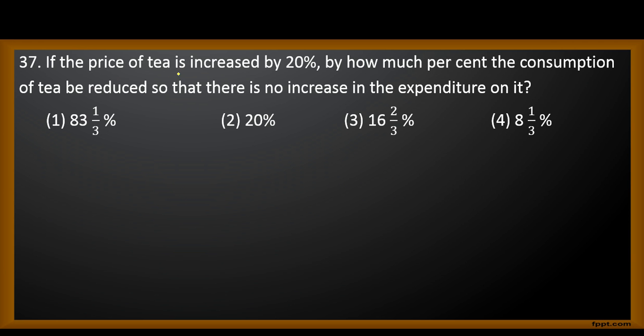If the price of tea is increased by 20%, by how much percent will the consumption of tea be reduced so that there is no increase in expenditure on it? Simple. Expenditure is equivalent to price into consumption. If price is increased by 20%, the consumption must be reduced. So 20 by 120 into 100, that is nothing but 16 2 by 3%. The consumption must be reduced by 16 2 by 3%. So option 3 is the answer.